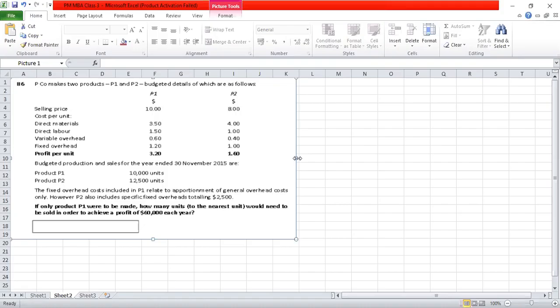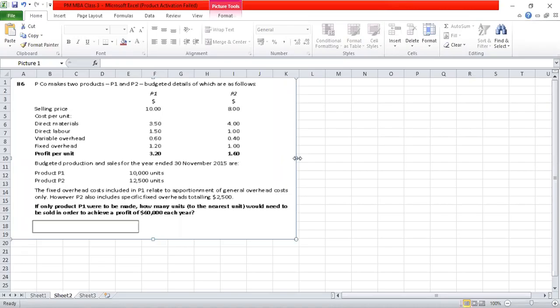So the salary of supervisor, which is basically fixed in nature, also can be eliminated, also can be avoided because of discontinuing one activity. So some of the fixed costs, not all of them, but some can be eliminated, avoided, and we call them traceable fixed costs.